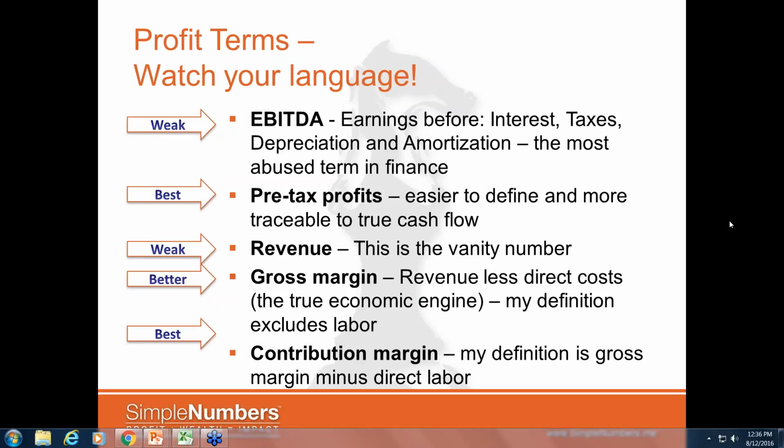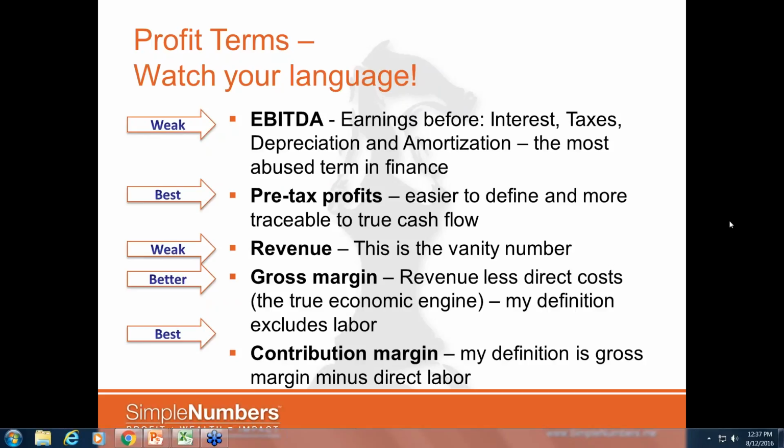And so that's why we say gross margin is a better look at what is going on, part of your economic engine. But in gross margin, we don't include the labor. So notice earlier we talked about direct labor and cost of goods. Cost of goods for us is non-labor cost of goods. And then we keep labor out, so we keep it as a productive piece. But really the best terminology on the profit and loss in our model is contribution margin. And this is gross margin minus direct labor.